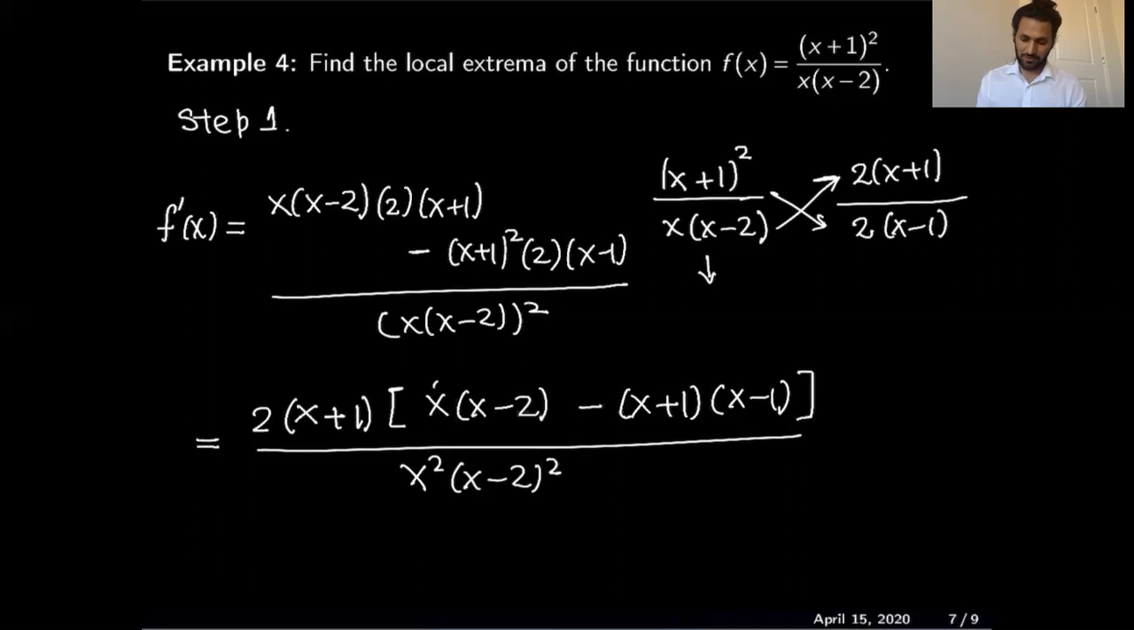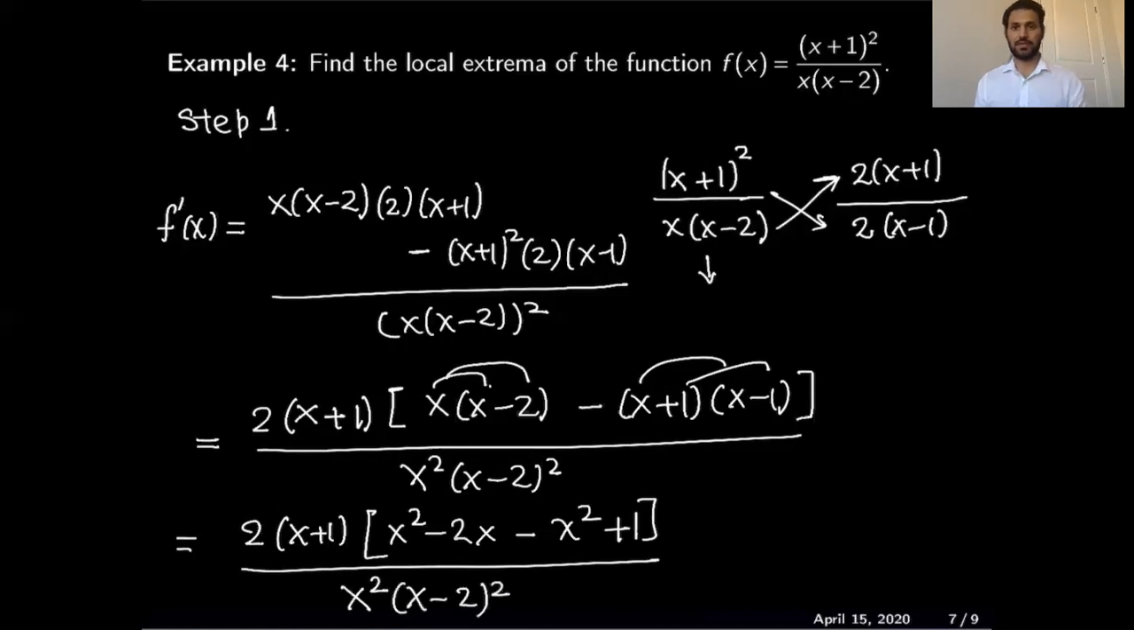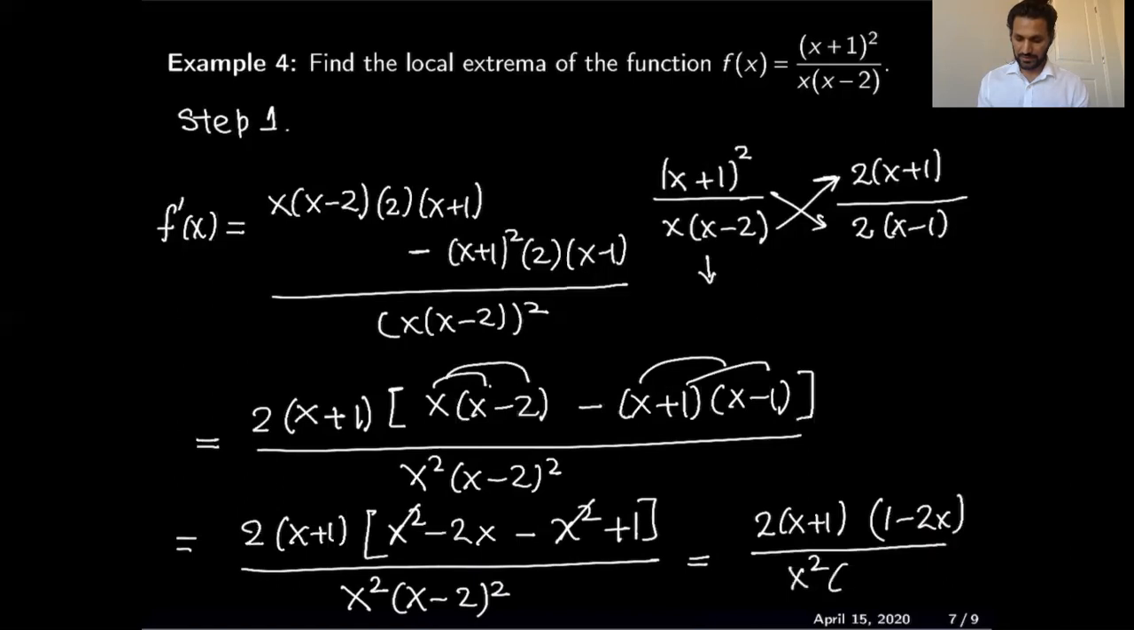So if I FOIL this term out here, and also FOIL the other, I have to be careful with the negative sign. So this is going to be 2x plus 1 times x minus 2, which will be x squared minus 2x, and this is going to be x squared minus 1 squared, so x squared plus 1 squared. And this will be x squared, x minus 2, the square of that term. This cancels out with this. This will be 2x plus 1 and 1 minus 2x divided by x squared, x minus 2 squared. So this is the derivative of this function, and also this is the simplest form of the derivative.